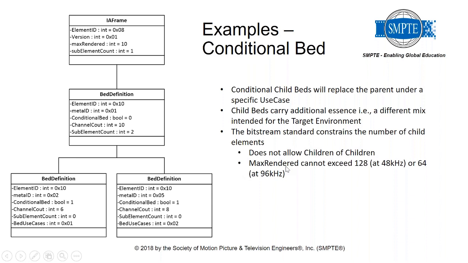And just to keep the renderers from having to be over-designed, max rendered is set, cannot exceed 128, and that number is actually dependent on the audio sample rate set. So it could be 128 if the audio sample rate is 48 kilohertz, or 64 if the audio sample rate is 96 kilohertz.